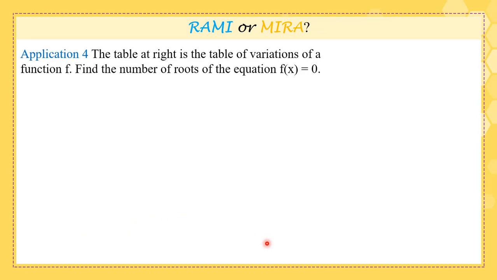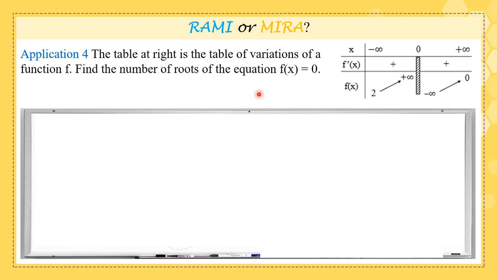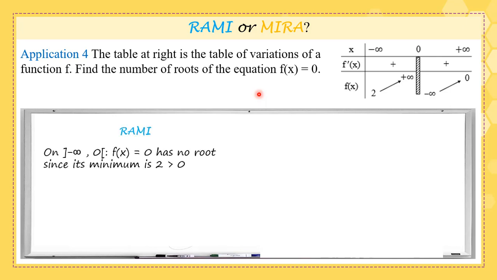Now Rami and Mira have a table of variations of a function f, and they need to find the number of roots of the equation f of x equals 0. Now how many roots does the equation f of x equals 0 have? Let's see Rami. On the first interval, which is negative infinity 0, f of x equals 0 has no roots, since its minimum is 2. So here it has no roots because its minimum is 2.